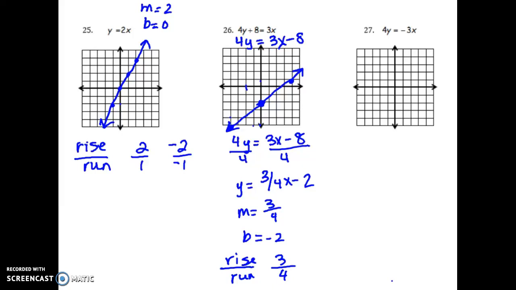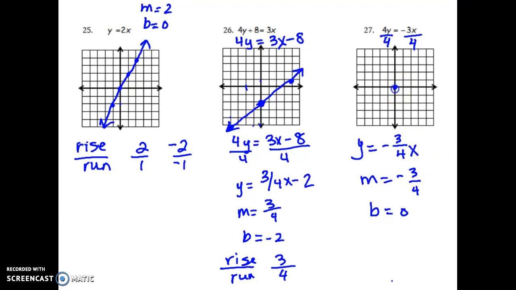Hey there, continuing on number 27. So I'm going to set this up in slope-intercept form, and I'm going to do it by dividing both sides by 4. When I do that, I'll finish down here. Y is going to be equal to negative 3/4 x. Okay, so in this case, my slope is the negative 3/4, and my y-intercept is going to be 0 because we're not adding anything to it.